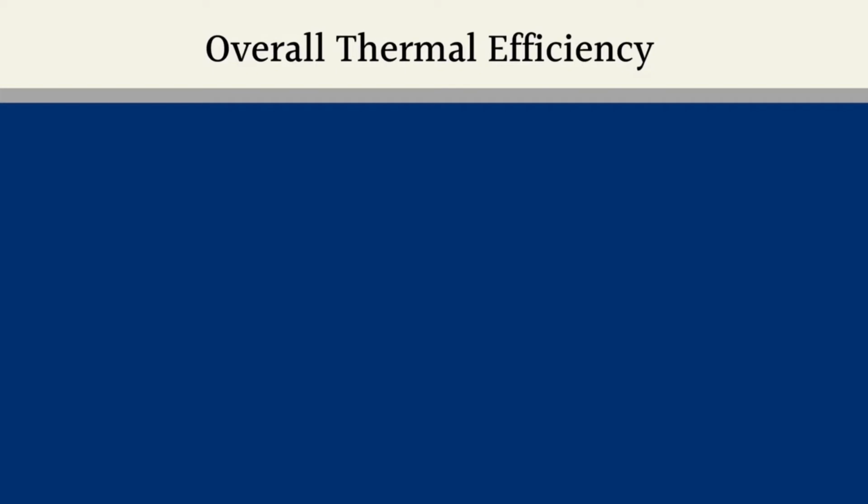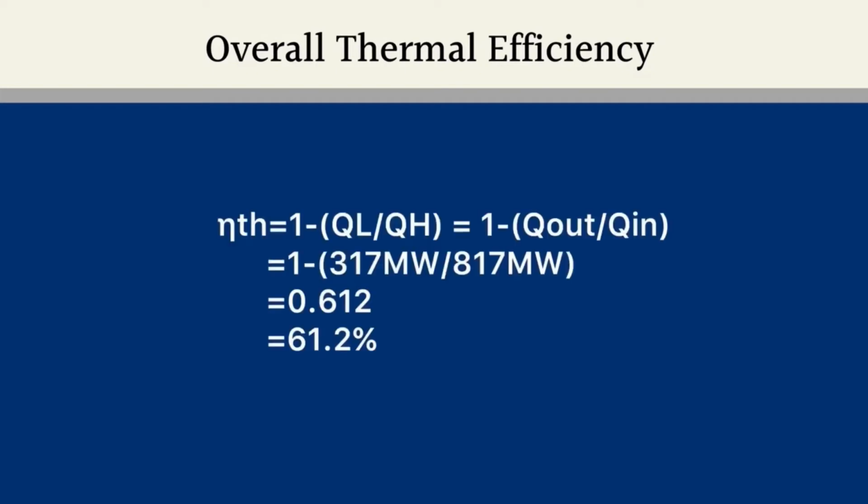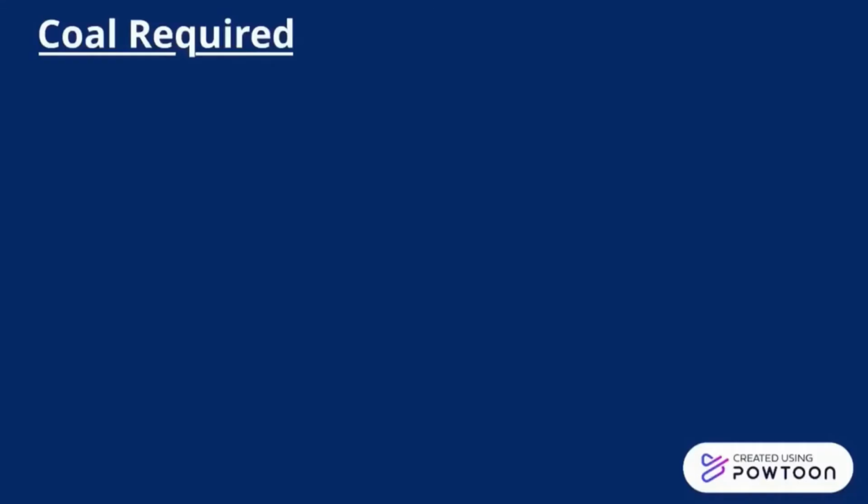Next is overall thermal efficiency. We use this equation, which is eta, or efficiency, equals 1 minus QL over QH, or Q out over Q in. Thus, the thermal efficiency is 0.612 or 61.2%.